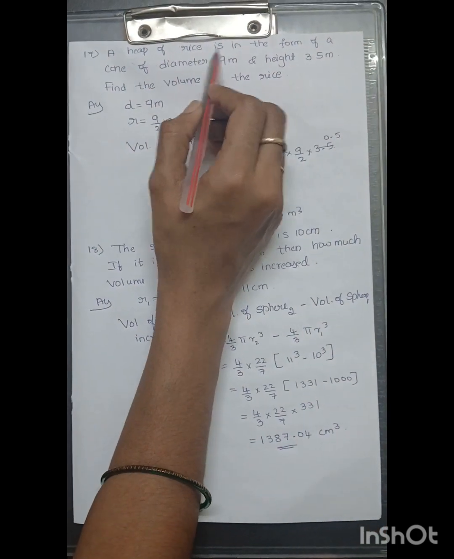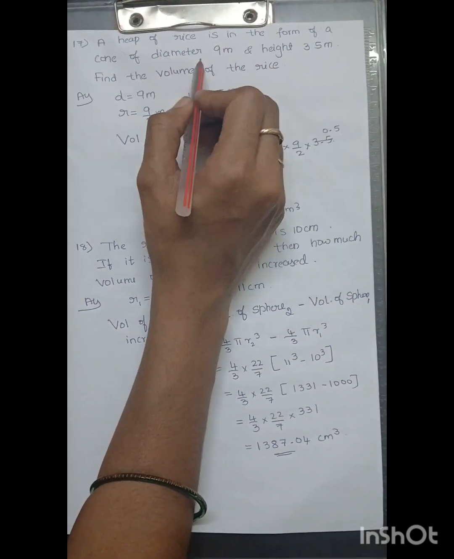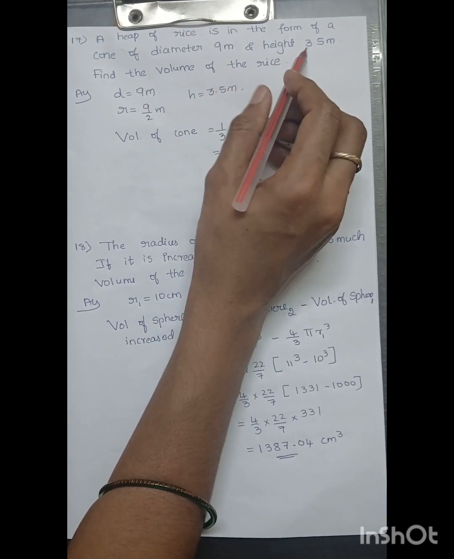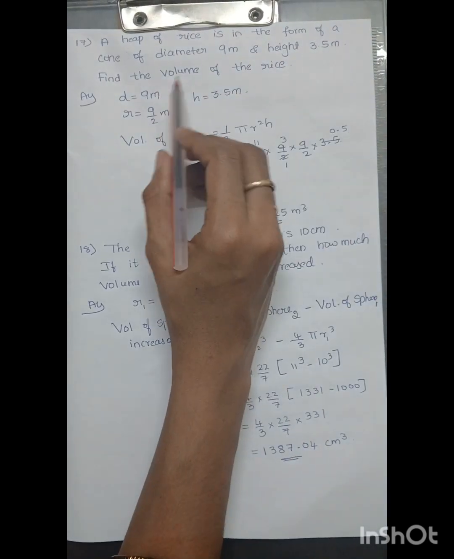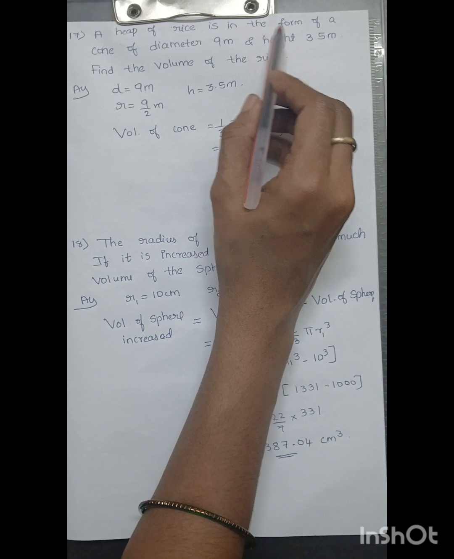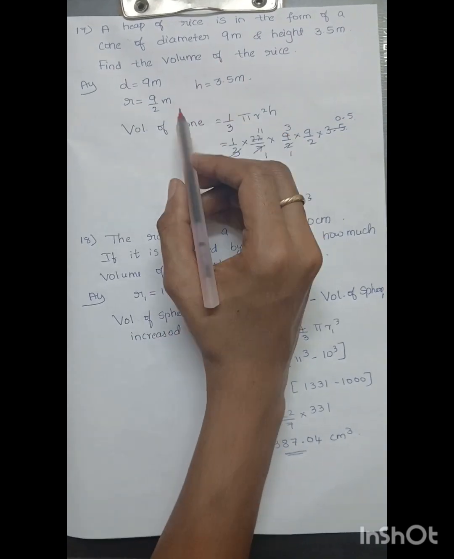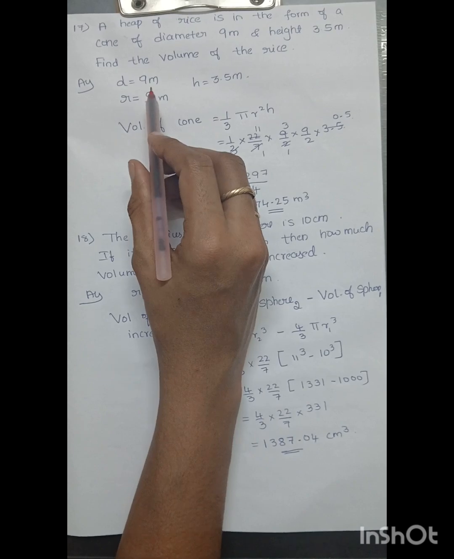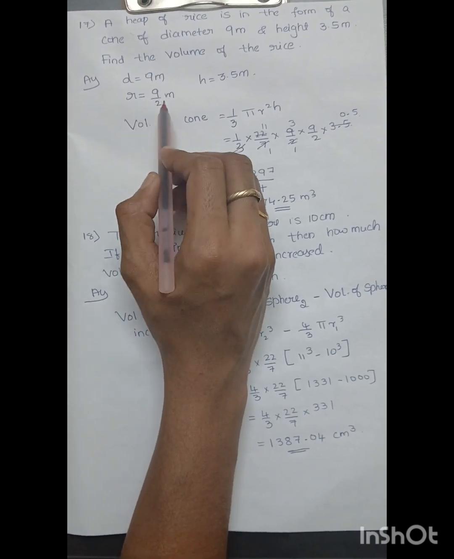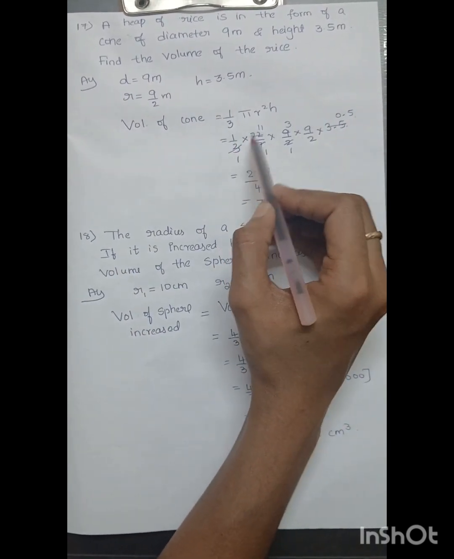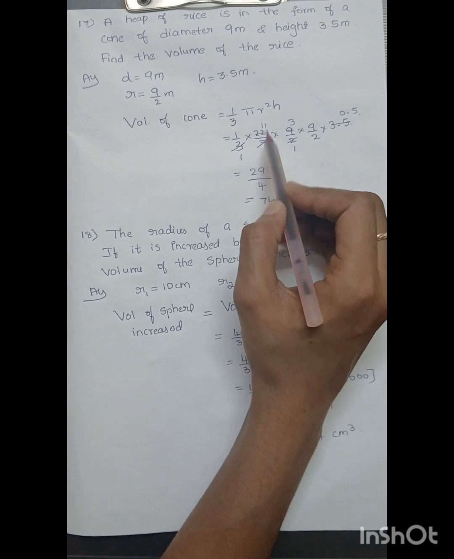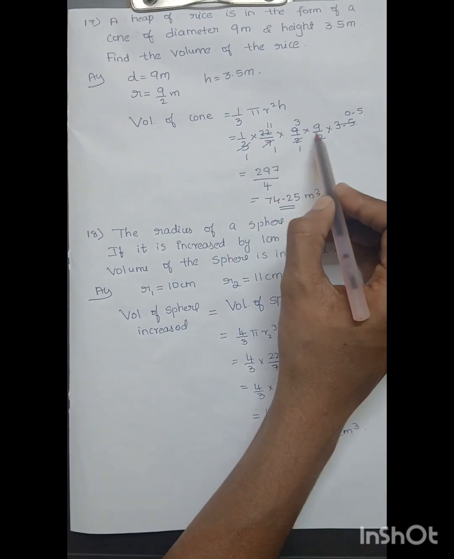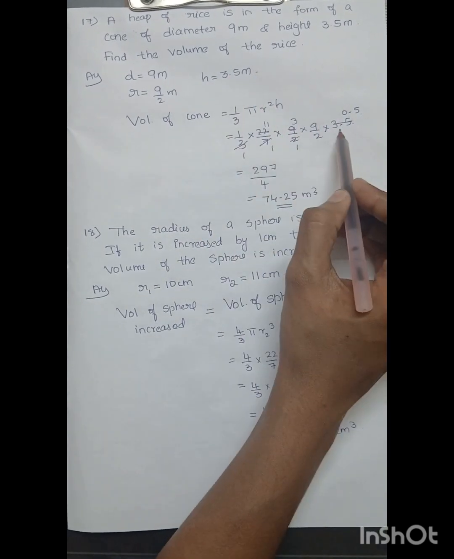A heap of rice is in the form of a cone of diameter 9 meter and height 3.5 meter. Find the volume of rice. The heap is in the form of a cone, so volume of cone is equal to 1 by 3 pi r square h. Diameter is given 9, radius is 9 by 2. So 1 by 3 into pi value 22 by 7 into r value 9 by 2 into 9 by 2 into h value 3.5.